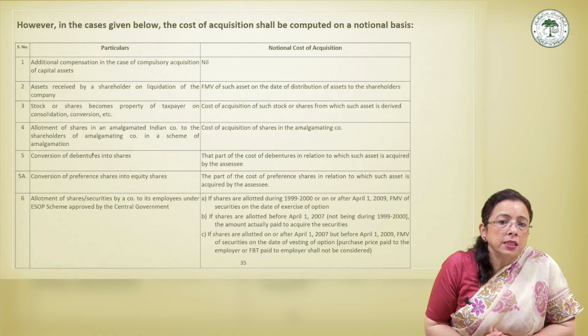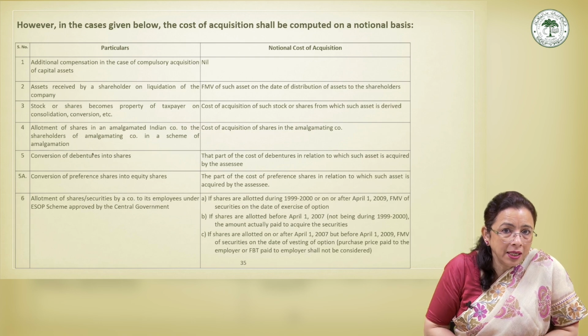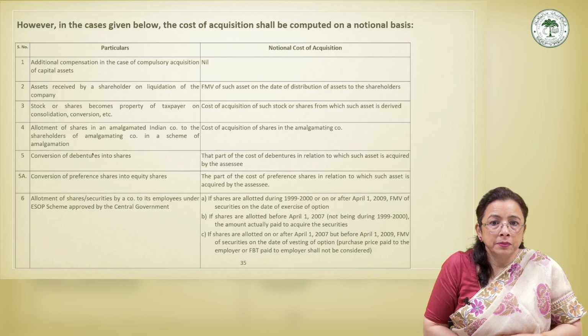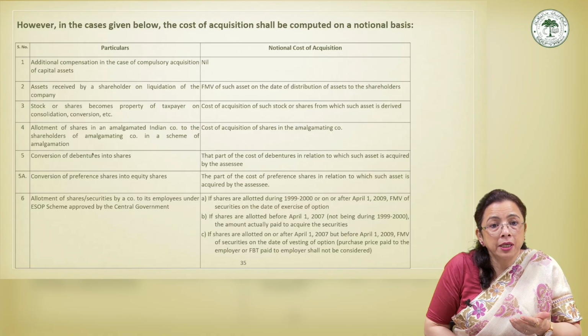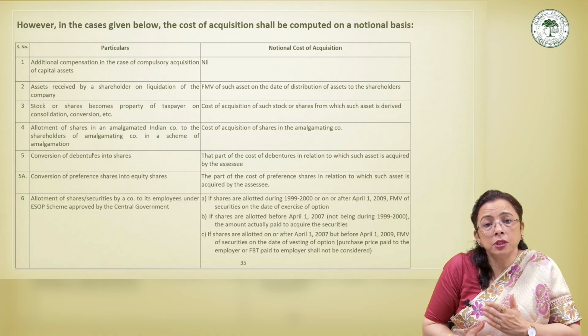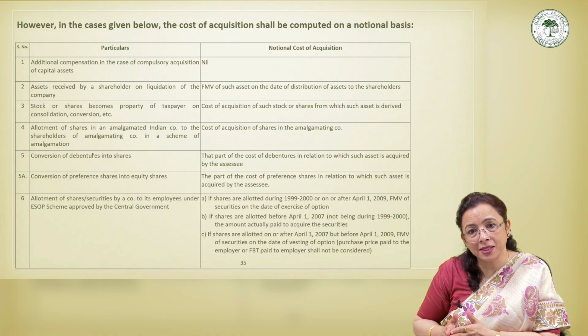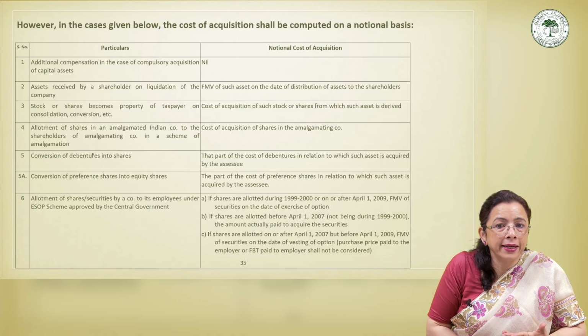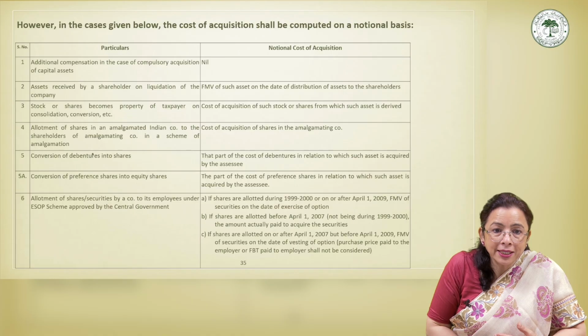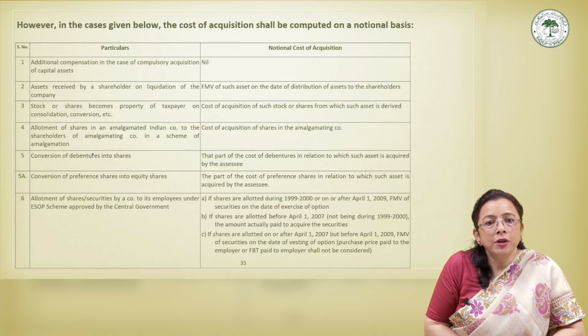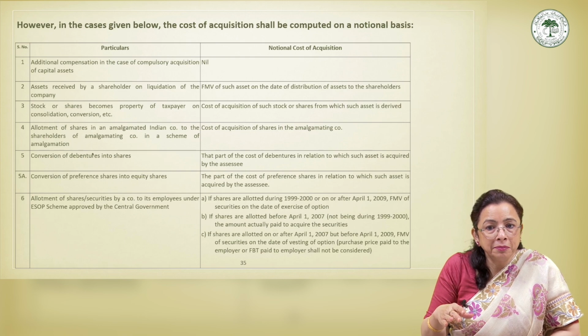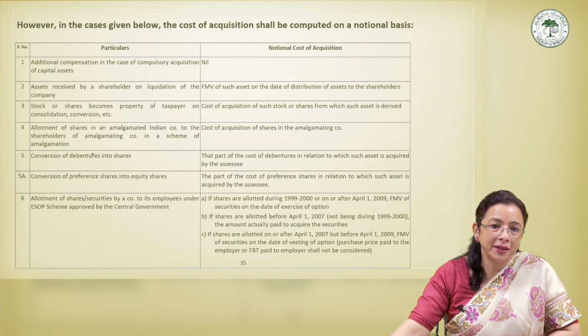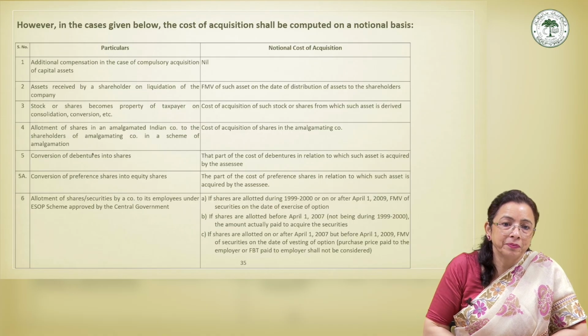In such cases, the additional compensation that is received is treated separately for capital gain purpose. Why? Because the original cost of acquisition has already been considered while taxing the original compensation. The law provides that the cost of acquisition of such additional compensation shall be taken as nil. Therefore, the entire amount of additional compensation becomes taxable as capital gain in the year of receipt.